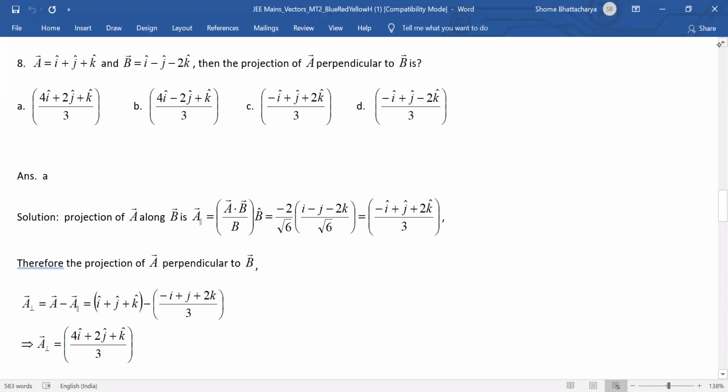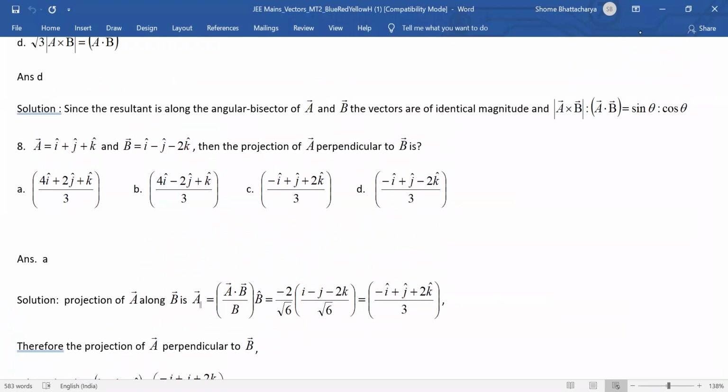Now, this is the more difficult level question coming. Projection concept. Okay, so let's look at this in detail. These two vectors are given to me. We have to find the projection of A perpendicular to B as a vector quantity. So how do we calculate that?